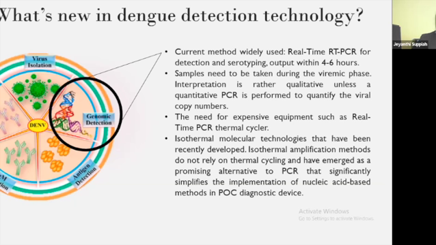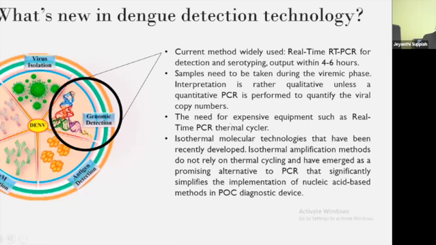Interpretation is rather qualitative unless a quantitative PCR is requested and performed to quantify the viral copy numbers. But performing quantitative PCR is quite a hassle because, if you're doing it manually, you have to build a standard curve and you have to interpret based on the copy number. But having said that, now we have commercially available quantitative PCR kits as well, where they provide the standards in the kit. So it doesn't take that much time.